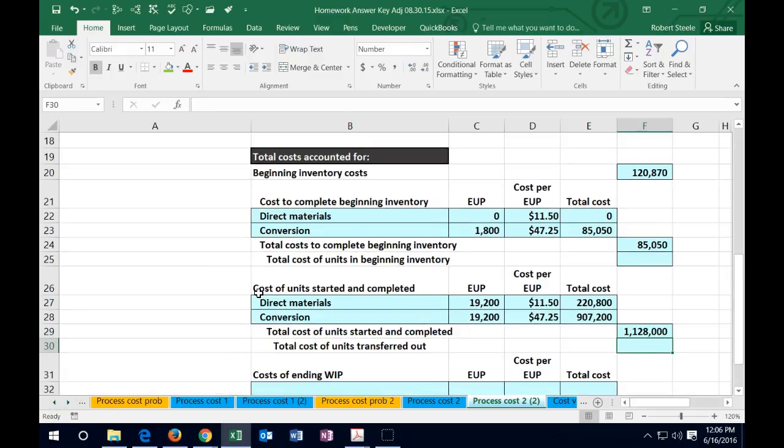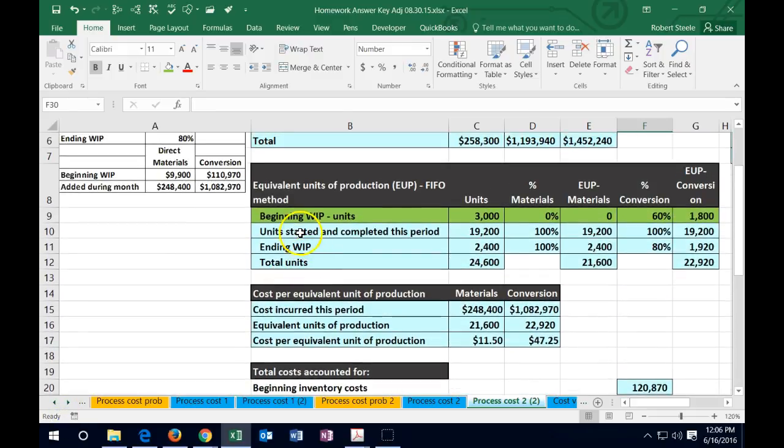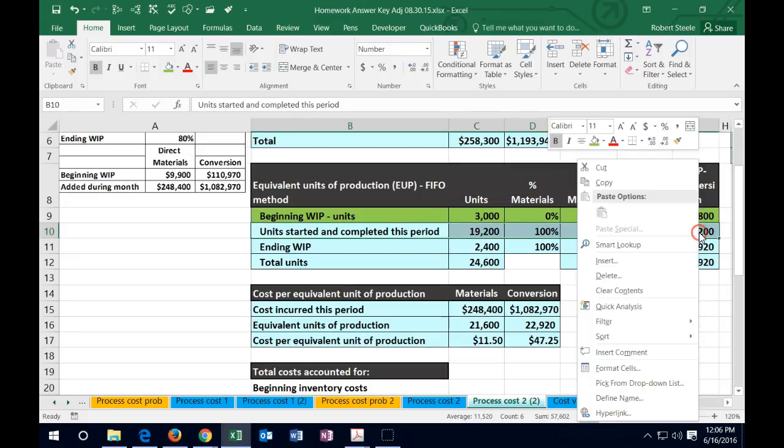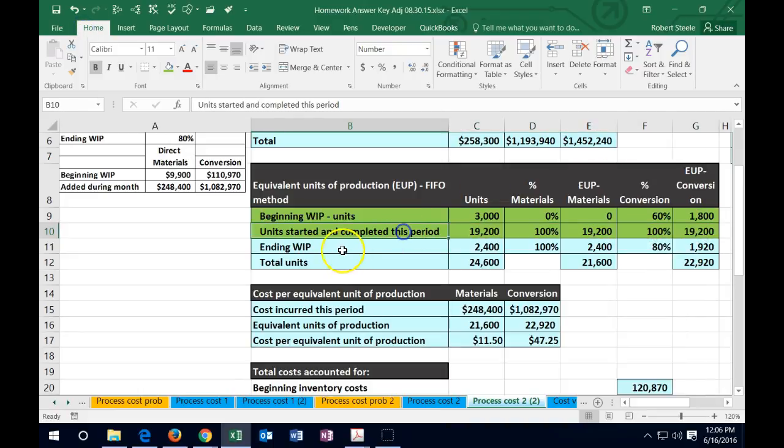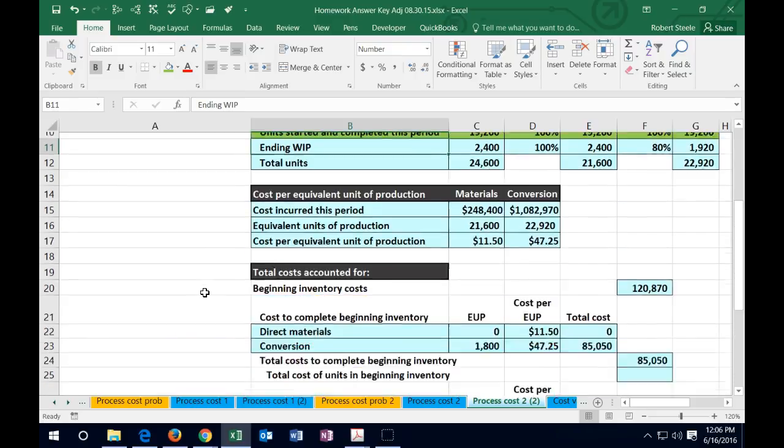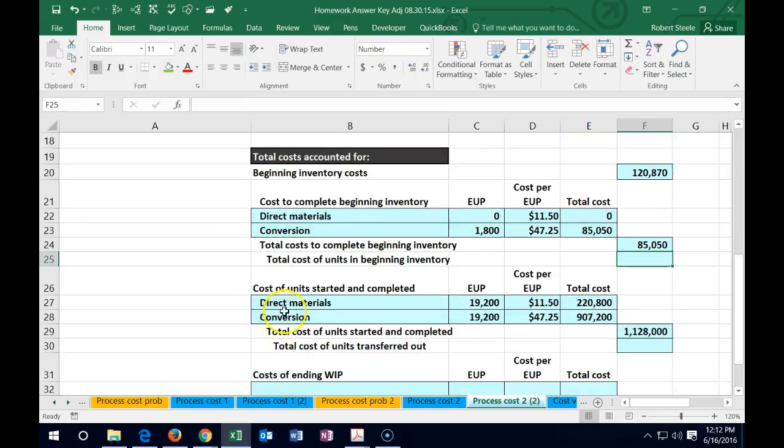So then I'm going to go back up here and say, okay, we found a home for this one, and then we're going to do a similar calculation, of course, for the last one, for the ending work in process here. And before we do that, let's clean up some subtotals that we have.